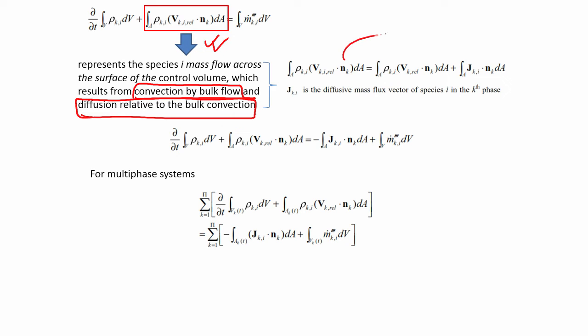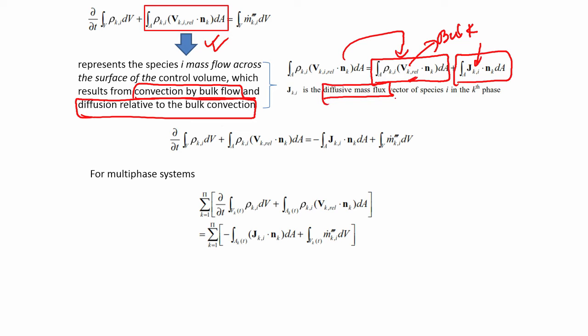So, if you write this expression, you will find that there is a component which is V_k relative, that is the relative velocity, that is the kth velocity. So, that is like the bulk. And there is another component, where j is basically the diffusive mass flux vector of species i in the kth phase. To understand this, basically what we have said is that the species is getting transported across a control surface, good thing.